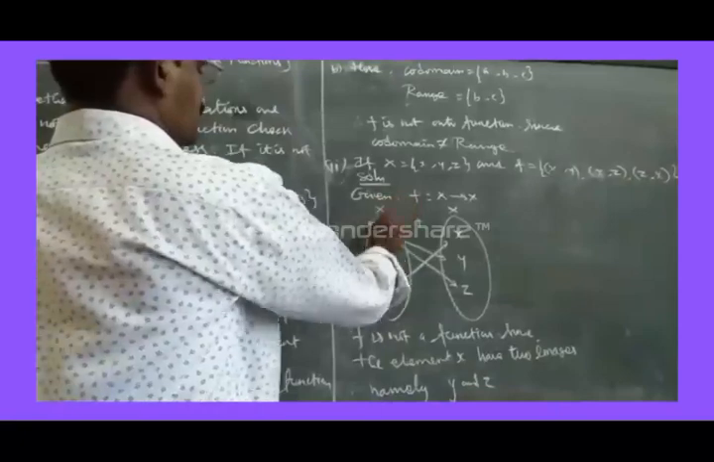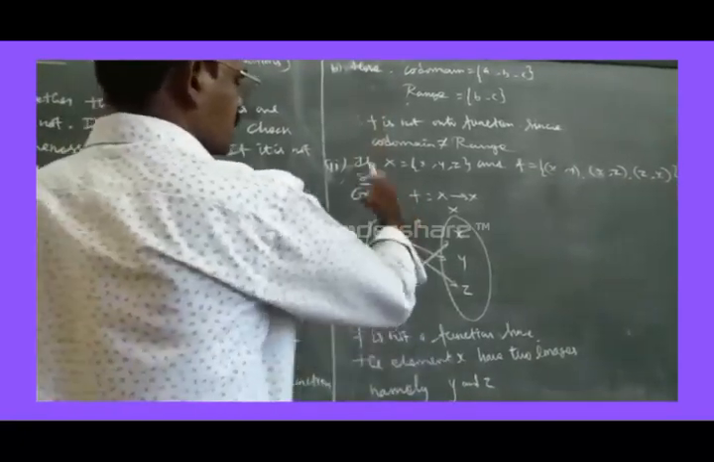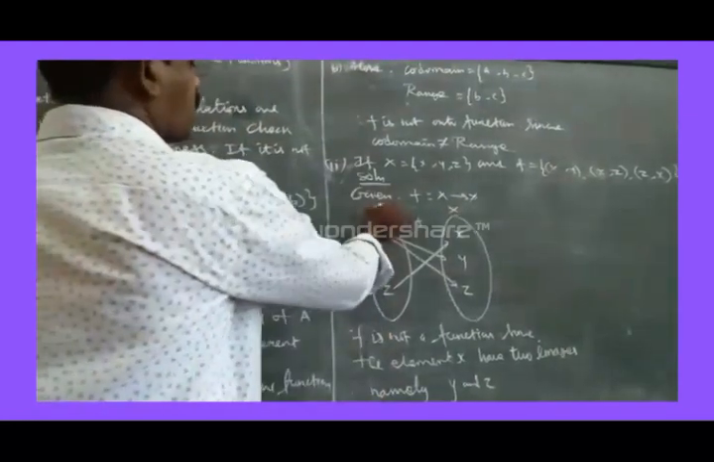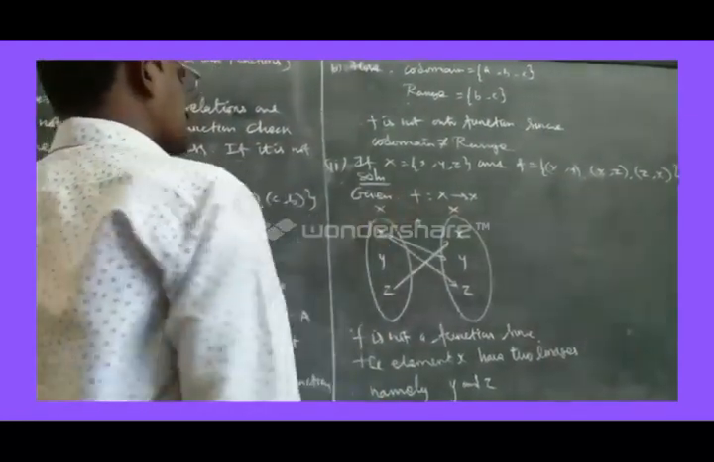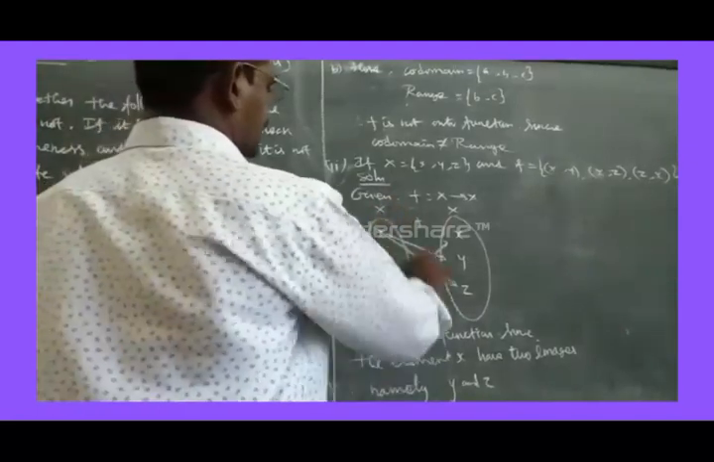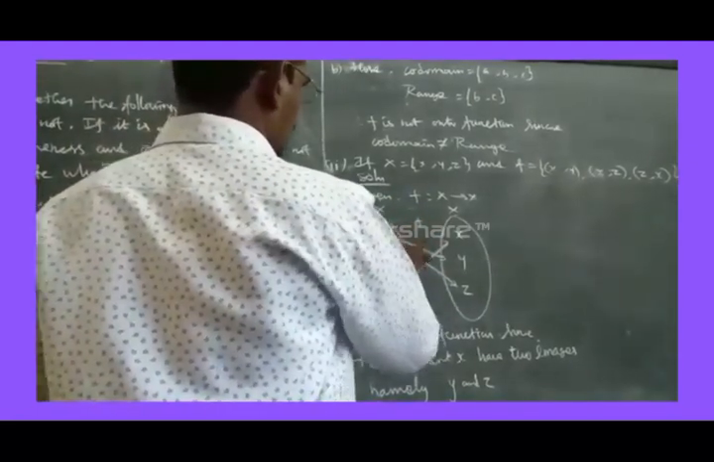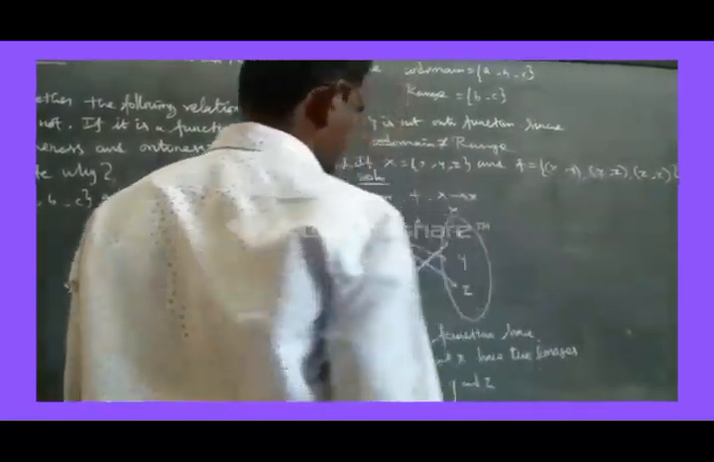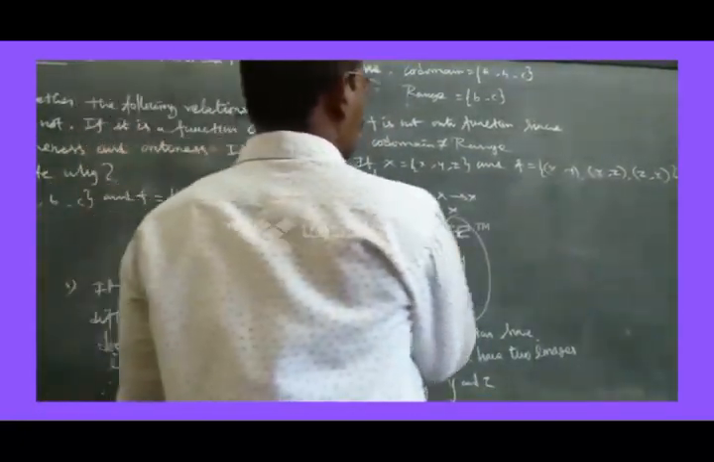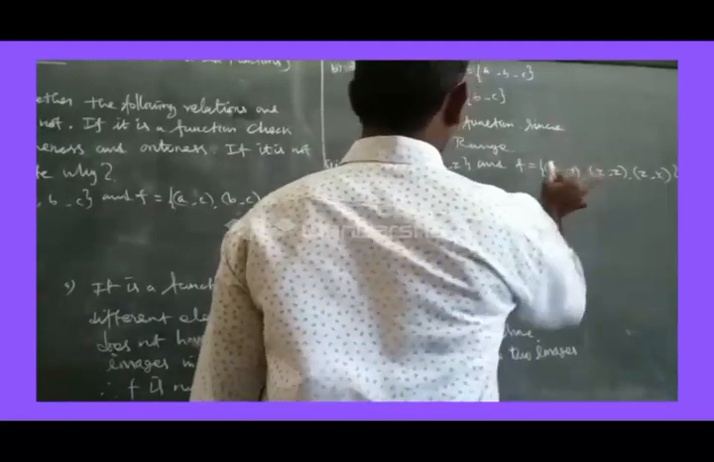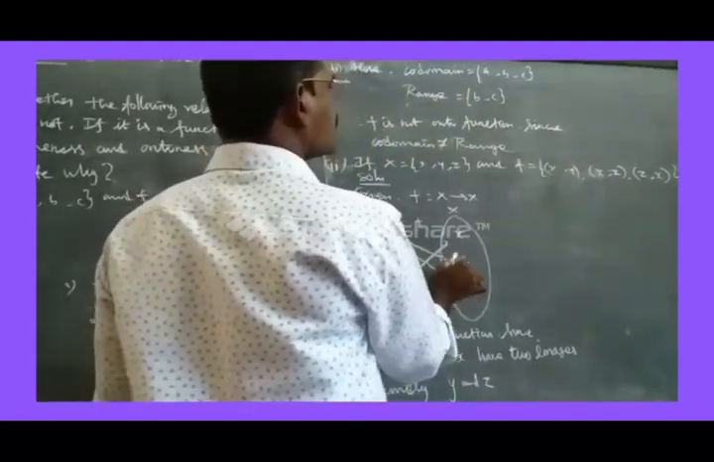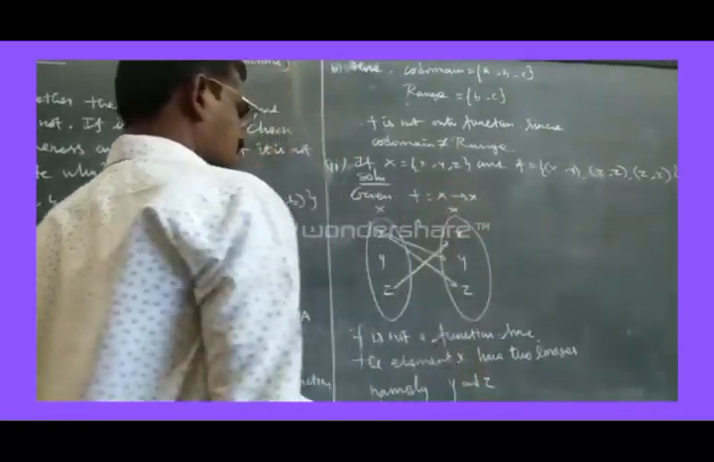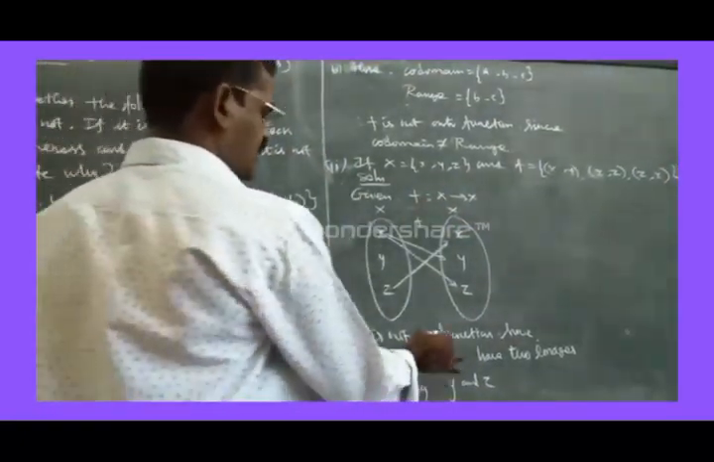So we should draw the arrow diagram. X has three elements, namely x, y, z, and also x, y, z. So first x to y, and x to z, and z to x. So f is not a function.